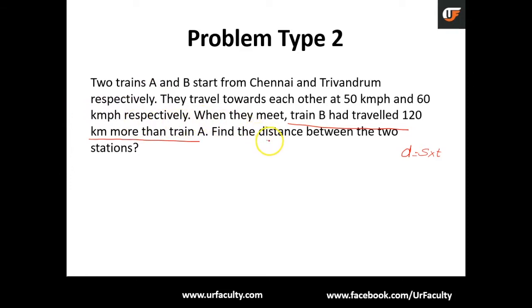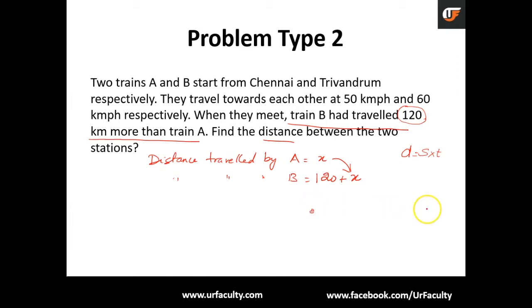We have to find out the distance between the two stations, right? To do that, first we need to understand the distance traveled by both the trains. So when they meet, let's say distance traveled by train A is equal to x and distance traveled by train B is equal to, this is key here, we know that train B had traveled 120 kilometers more than train A. So what does that mean? When they meet, train B would have traveled 120 plus x. This is the distance traveled by A.